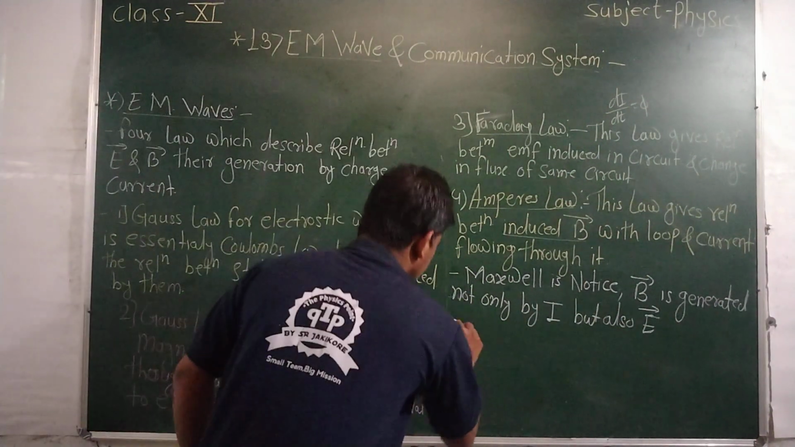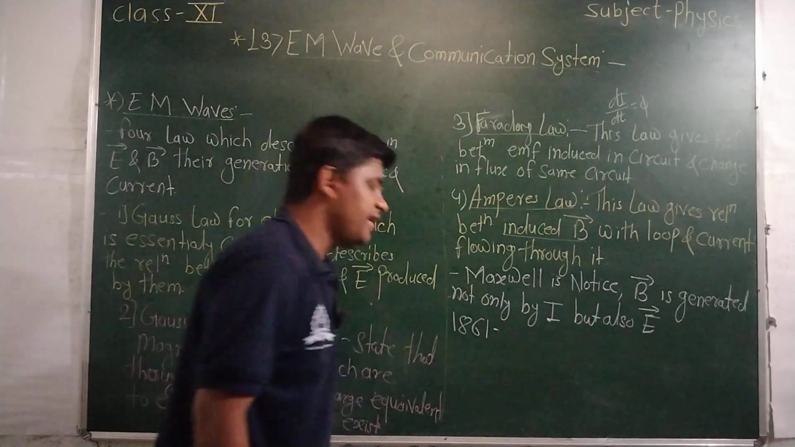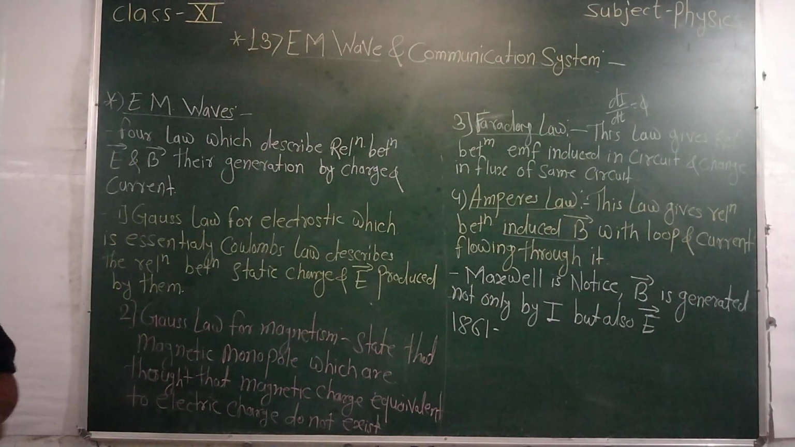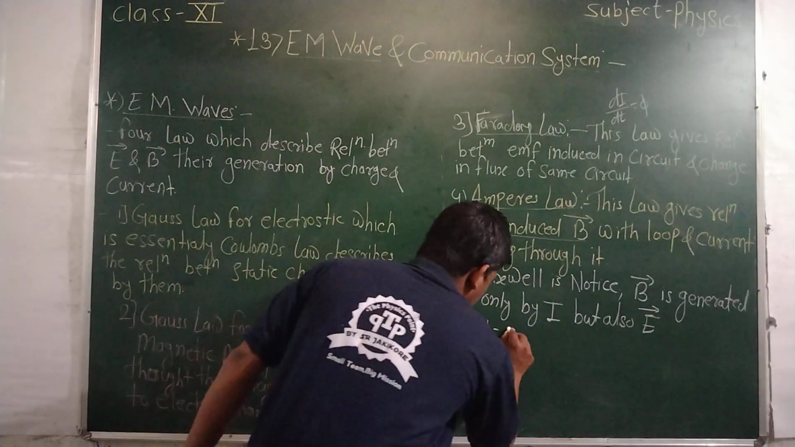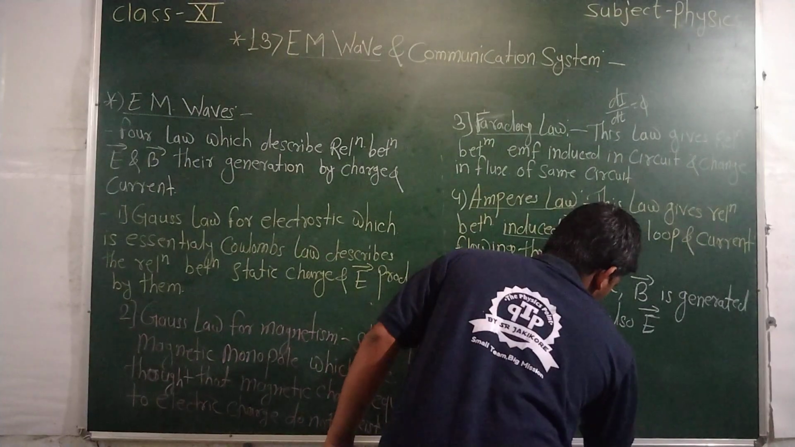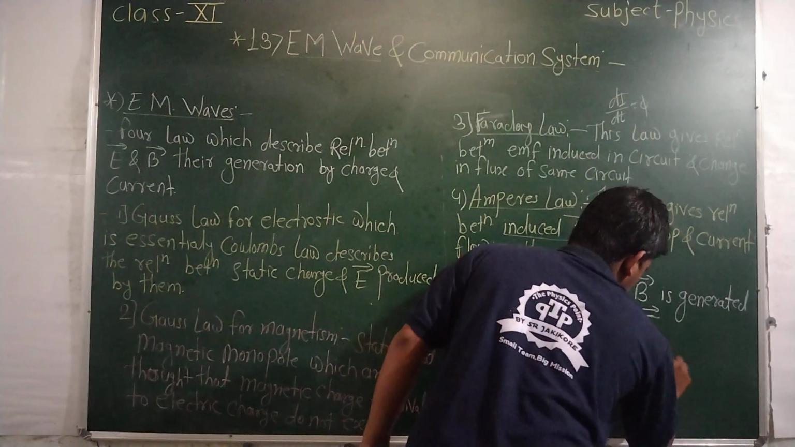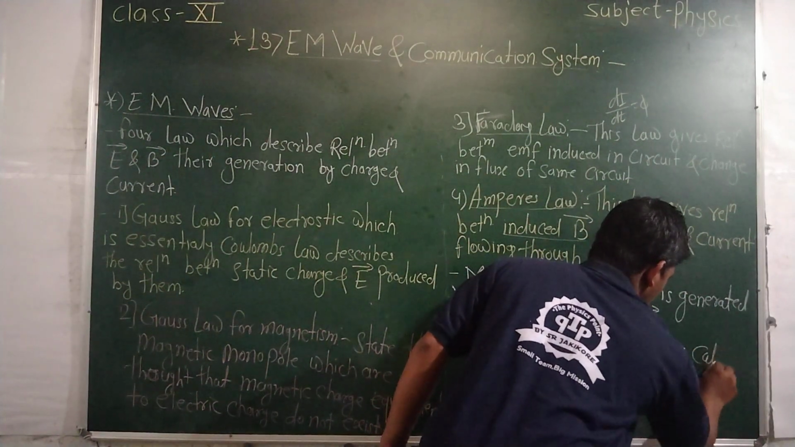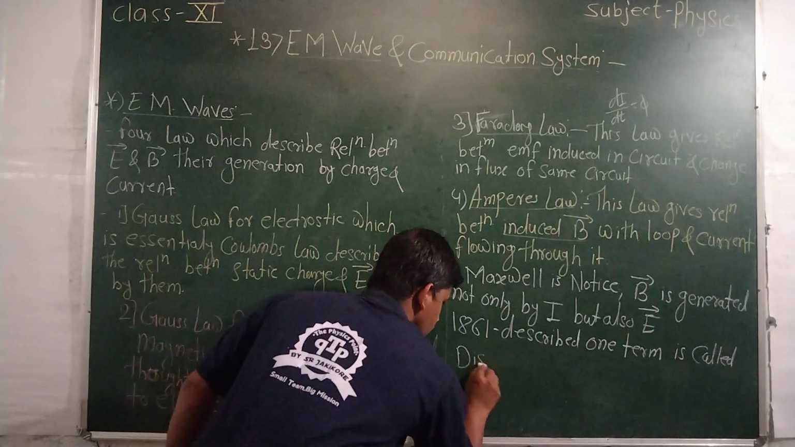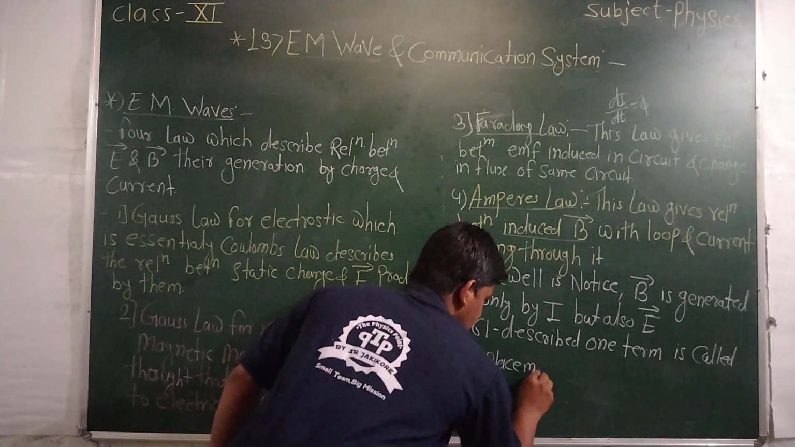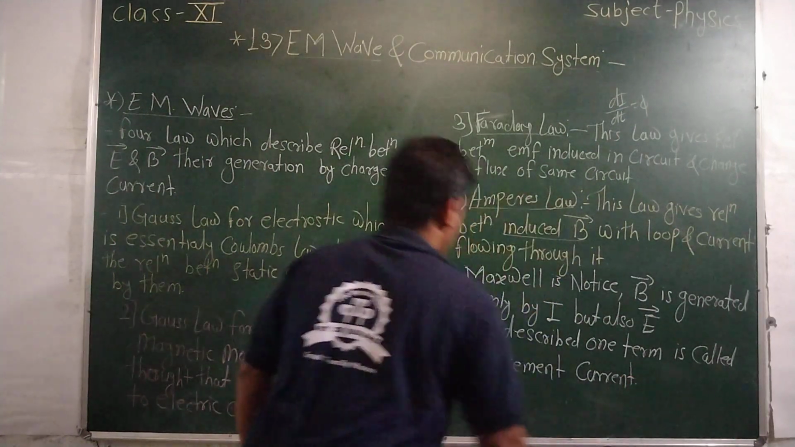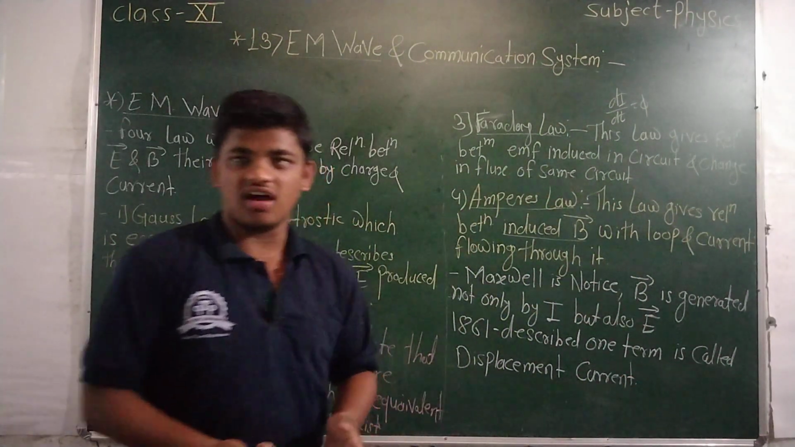In 1861, he described one more term, which is called the displacement current. It is stated by James Clerk Maxwell.